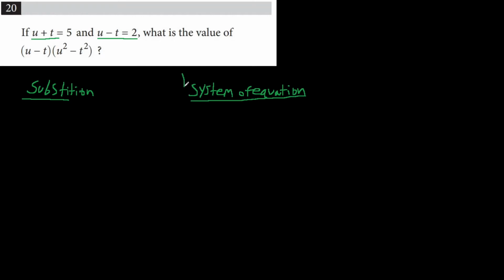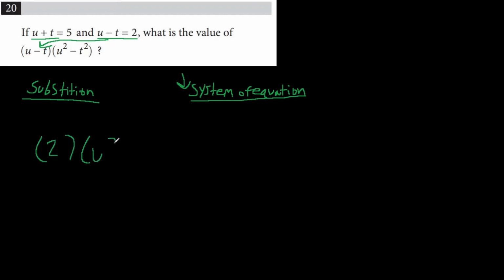In this case, I think that the system of equations is the overcomplication, because you have to solve for u, you have to solve for t, and so on. Or you can simply substitute, right? I just want to show you guys how easy the substitution is. U minus t is equal to 2. You already see that right here. So all you have to do is substitute in 2.